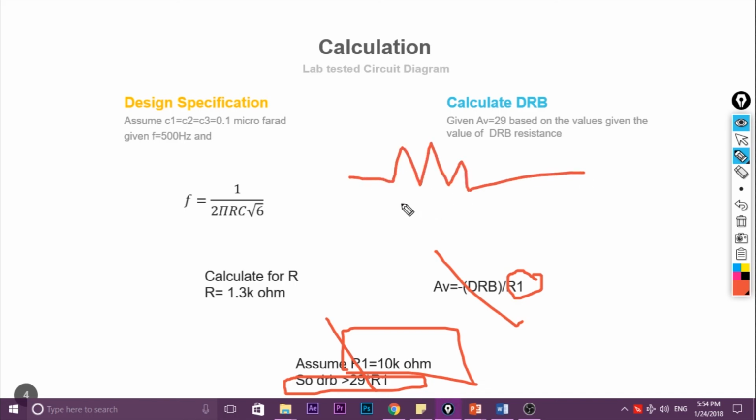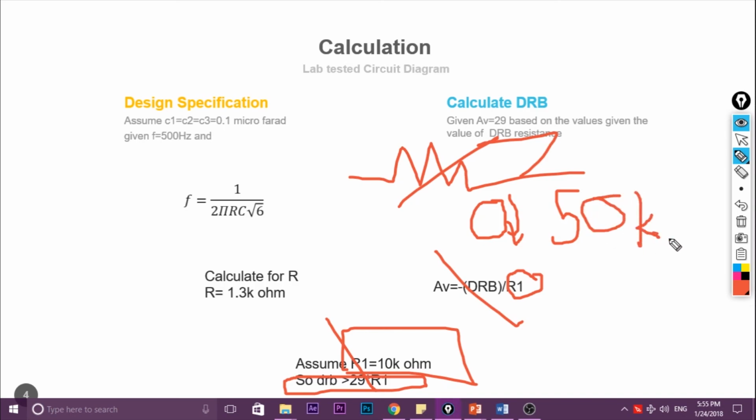Basically, I will show you. This will be the DRB, and you have a knob right here, and you have to rotate it. When I was designing the circuit, I got 50 kilo ohms. At 50 kilo ohms, it was providing decent oscillations for the gain AV of 29 that I required. But it's not mandatory that you get 50. You have to rotate the knob so that at some point it gives perfect oscillation, then note it down and calculate all the resistor values.